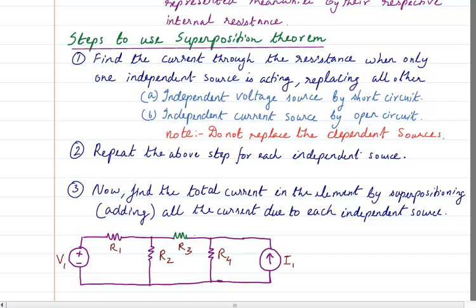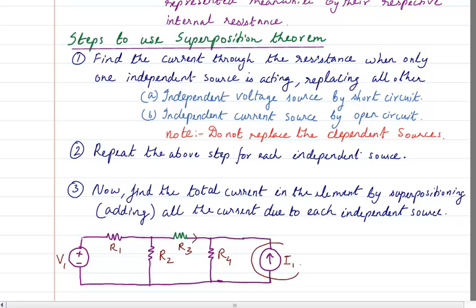That if you want to find out the total current, consider that there is only one source at a time, and consider that the other sources are all made zero. Here I have only shown two sources. If you are having three sources, then when you consider one source, you consider all the other sources to be zero. Okay? And find out that current, the first current.